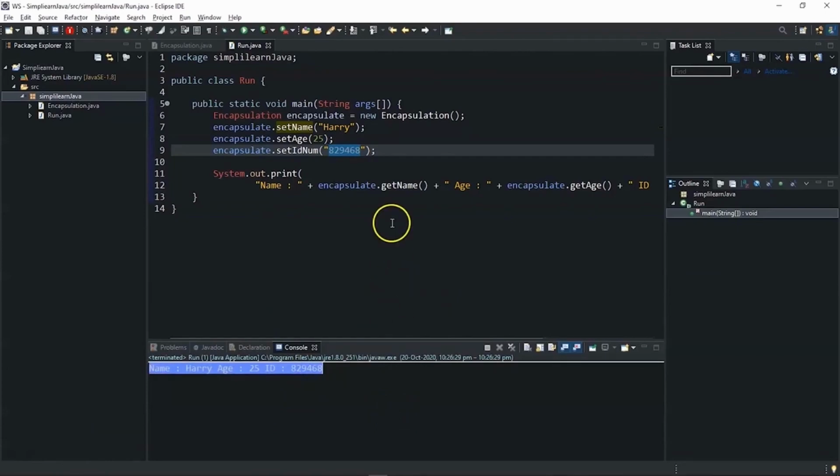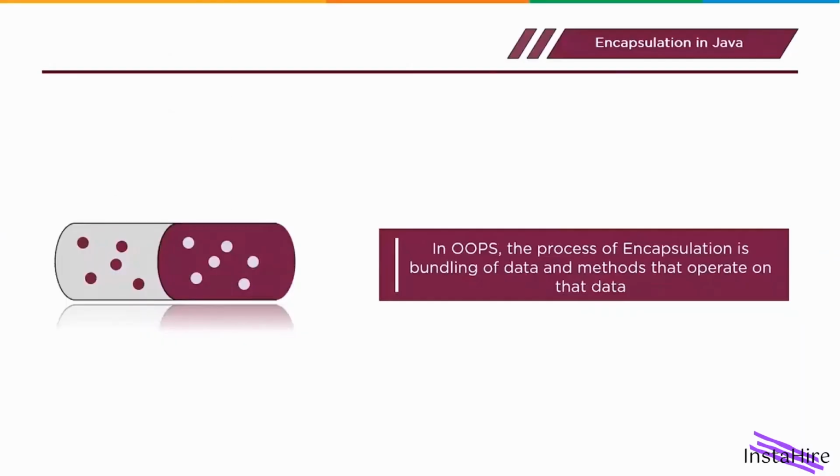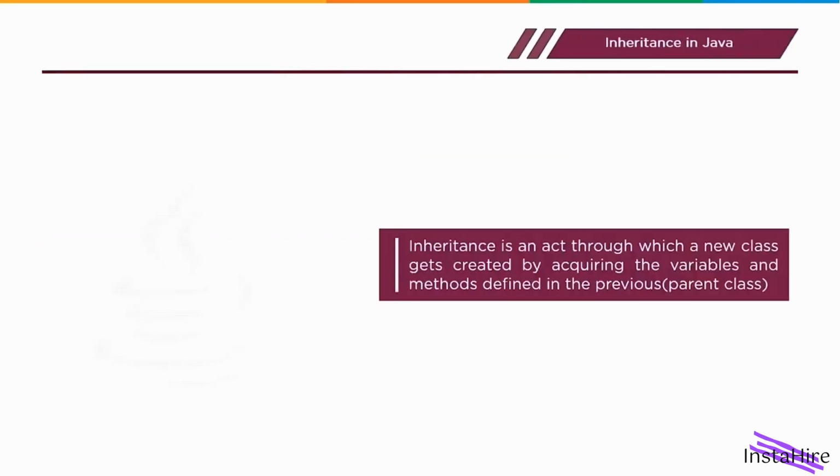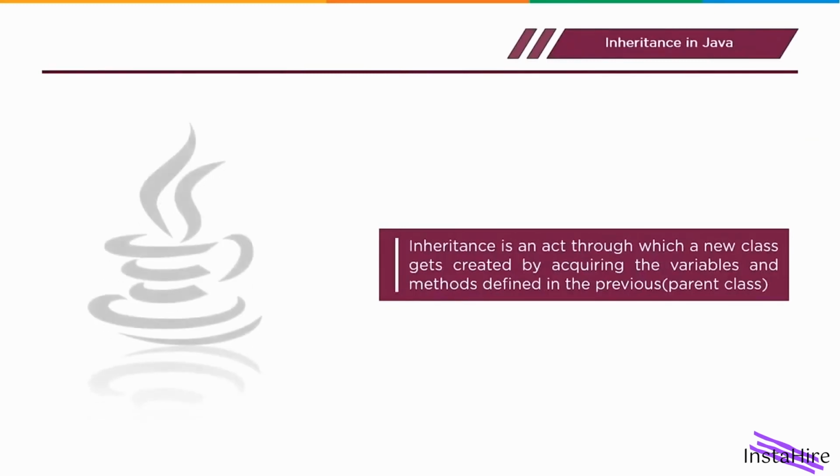Now with this, we will enter into our next concept, that is inheritance. So what exactly is inheritance? Inheritance is an act through which a new class gets created by acquiring the variables and methods which are defined in the previous or the parent class.